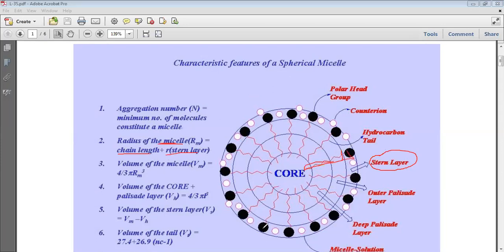Now if you consider a spherical micelle, the volume of a spherical micelle will be equal to 4 by 3 pi r_m cube. What is r_m? It is simply the radius of this micelle.